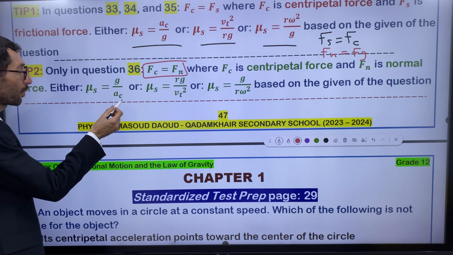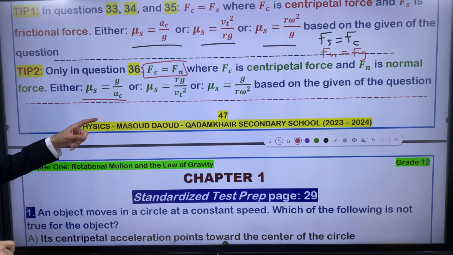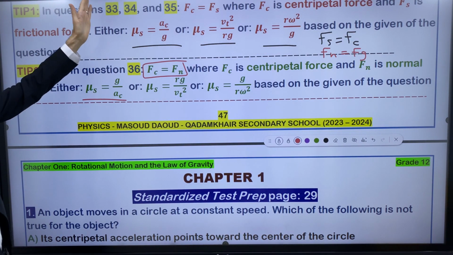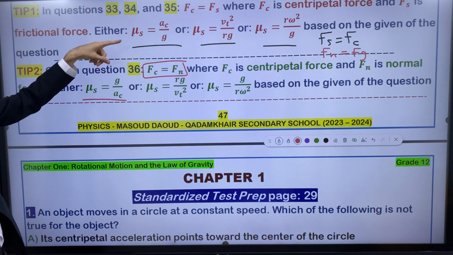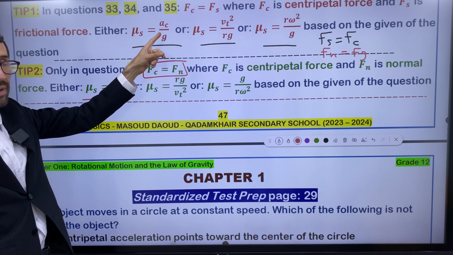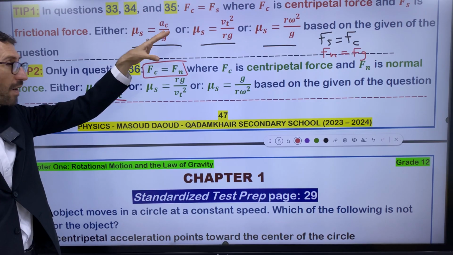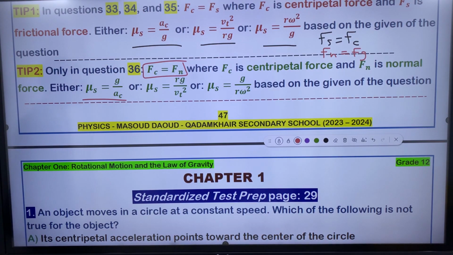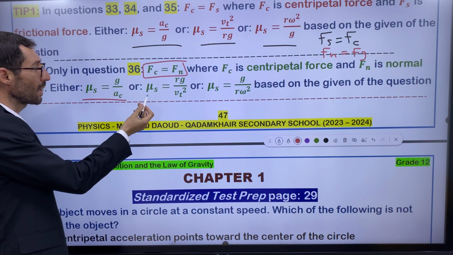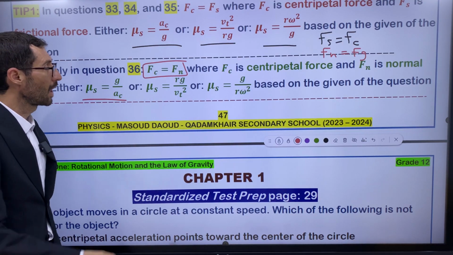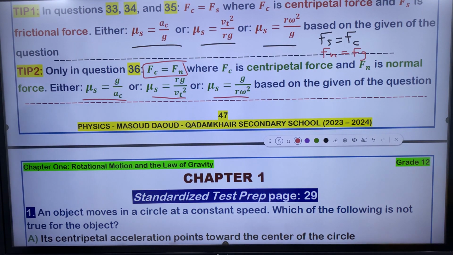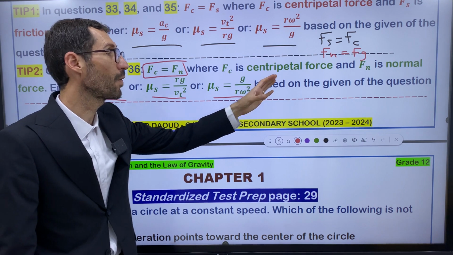Either mu s is equal to G over AC. So what's the relationship between this mu s and the mu s in questions 33, 34, 35? It's completely opposite, right? If you invert the rule of 33, 34, 35, it becomes the rule for question 36, the question of the cylinder. Or you can say mu s is equal to Rg over Vt squared, or mu s is equal to G over R omega squared, based on the given of the question.